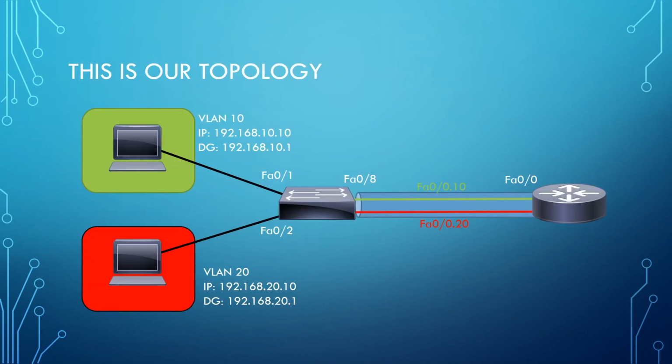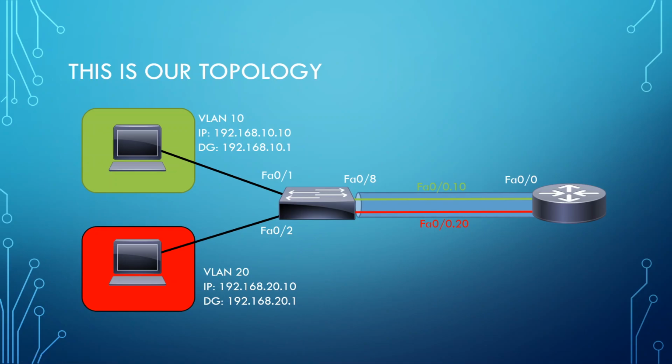Now the topology we're going to use is the same topology that we saw in our base configuration video. We're going to have a device in VLAN 10, a device in VLAN 20. My laptop that I'm recording from is going to be in VLAN 10. Then we're going to have a single link running between our switch and our router. So FA0/8 is going to be the interface on the switch. We need to configure that as the trunk link. And FA0/0 is going to be the interface on the router.